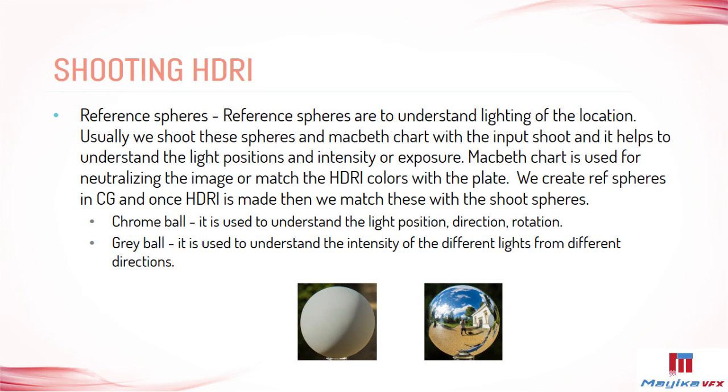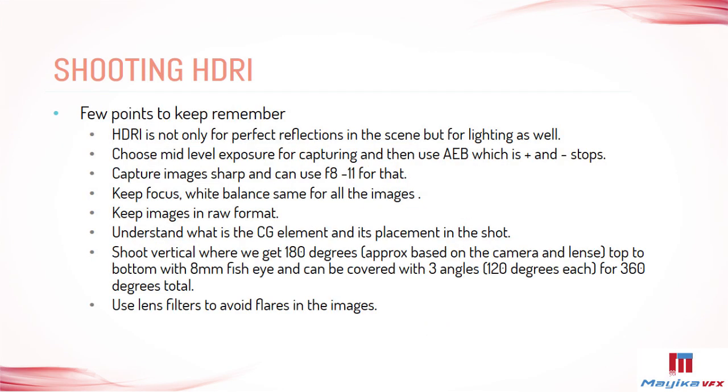But earlier there was a method to shoot the HDRI with chrome balls instead of using an 8 mm lens or some other lenses. Apart from this, there are a few other points which we need to keep in mind while shooting HDRI. HDRI is not only for perfect reflection in the scene but for lighting as well. Choose the proper exposure for capturing, and then use the auto bracketing, which is +3 images and -3 images. Keep focus and white balance the same for all the images. Try as much as possible to use RAW format images instead of JPEGs.